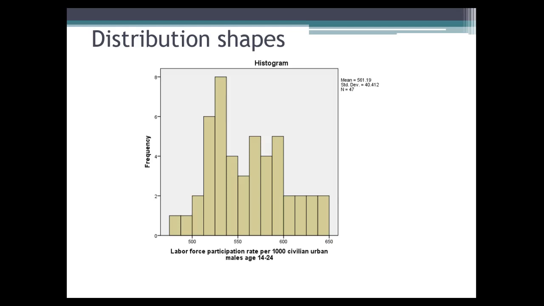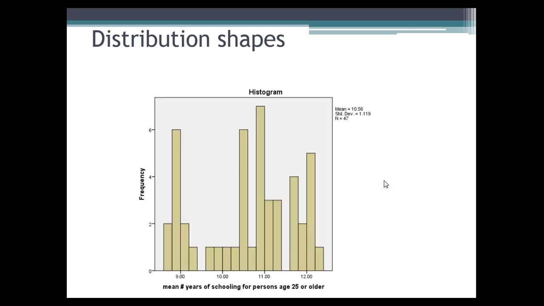Here's another one. Labor force participation for different cities. This one, I'd probably call it pretty close to bell-shaped or mound-shaped. You might call it a little bit skewed to the right. It's hard to categorize that one. This one, you might call that bimodal, but I think this one, I would just say that one doesn't really fit any of the categories.